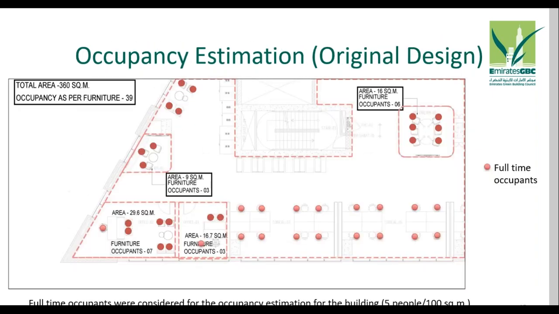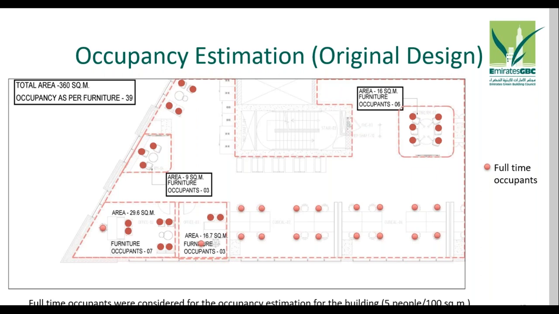Look at a typical aspect of this area where we have a space comprising of open office, some conference rooms, some cabins and a meeting room as well. As per the furniture layout, the occupancy was 39, and the input from the client was that we should design for the worst condition.